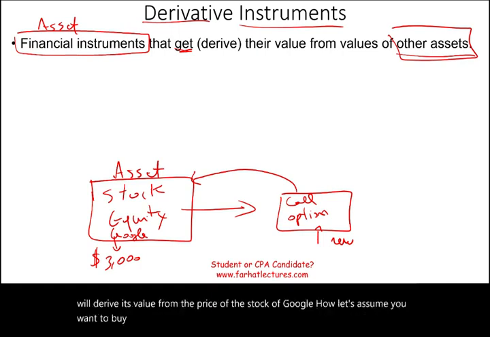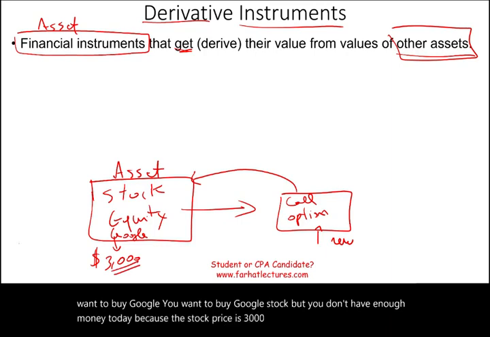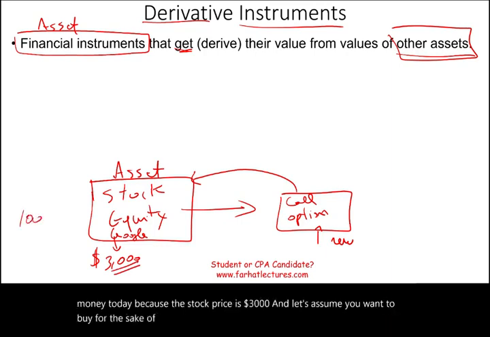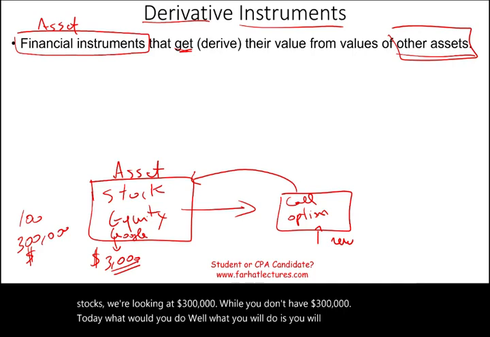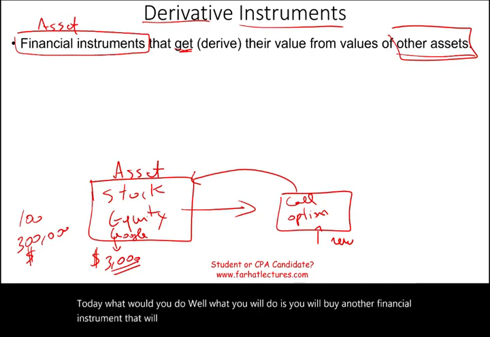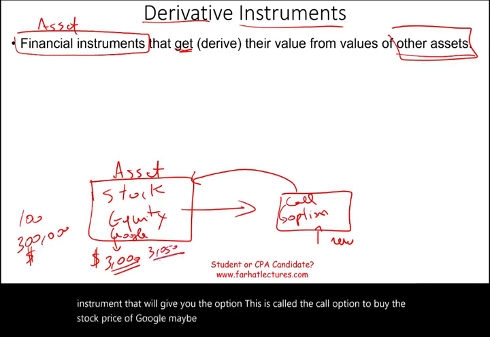How? Let's assume you want to buy Google stock, but you don't have enough money today because the stock price is $3,000. And let's assume you want to buy, for the sake of illustration, 100 stocks. That's $300,000. Well, you don't have $300,000 today. What would you do? You will buy another financial instrument that will give you the option, called the call option, to buy the Google stock at maybe $3,050.